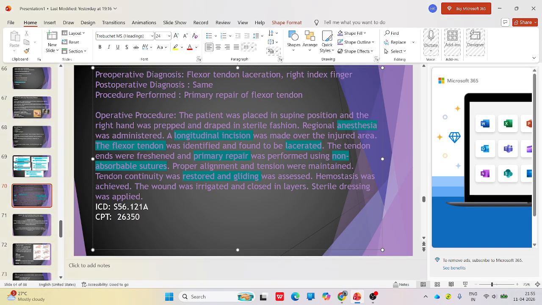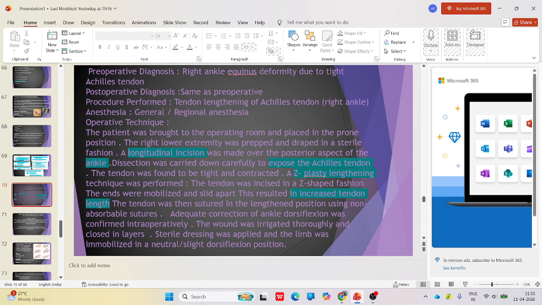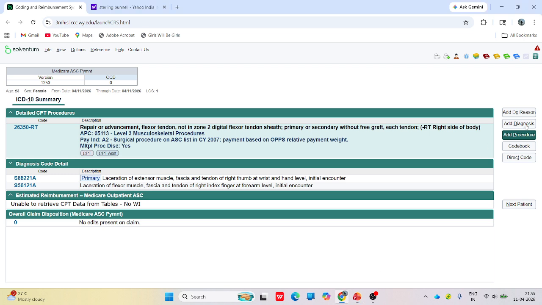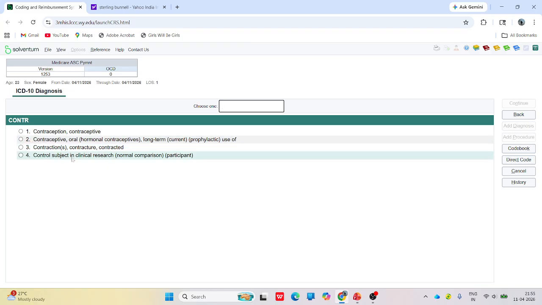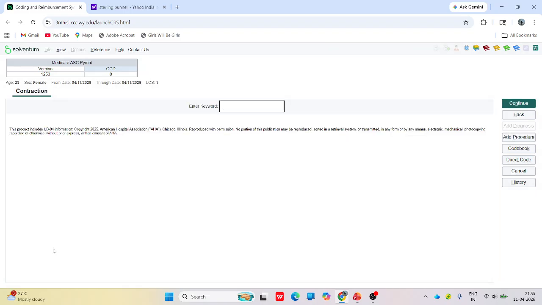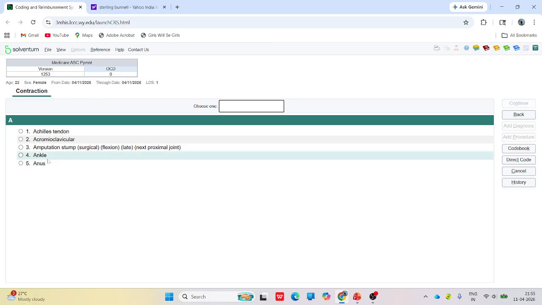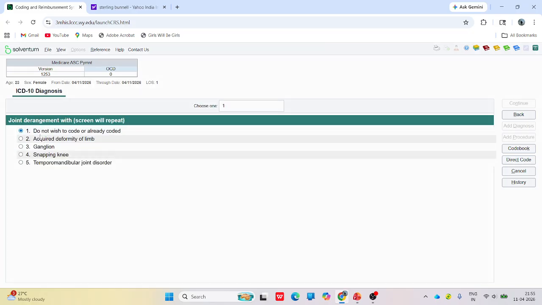So we'll see the navigation. Okay, so here you can see how we navigate. There is a right ankle equinus deformity, and here in the middle, that is a contracture. So right ankle contracture will be there. Contracture of the ankle. Right ankle.